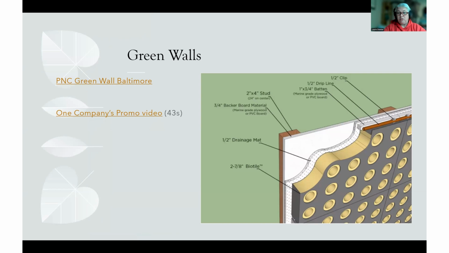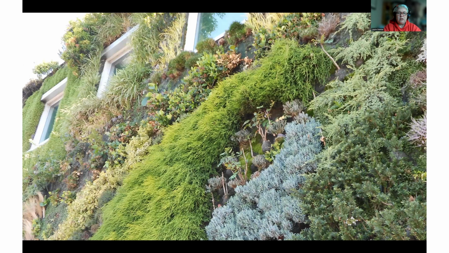A lot of new systems will have drip lines and they'll have irrigation that's running through them. And if you look at the little planting pockets, this is just one style of planting pocket. Almost all of them will have some sort of style of planting pocket so you can put the plants in there. Here's an example of a very unusual green wall.